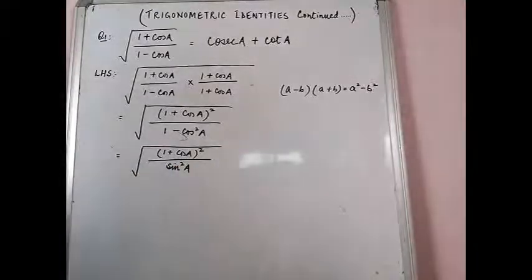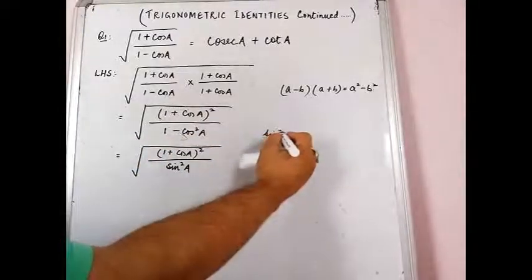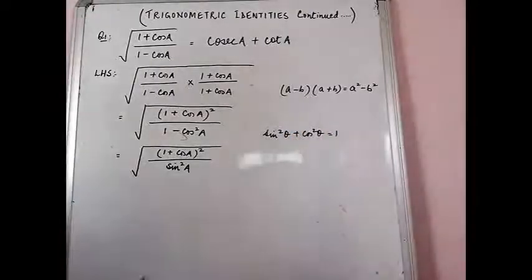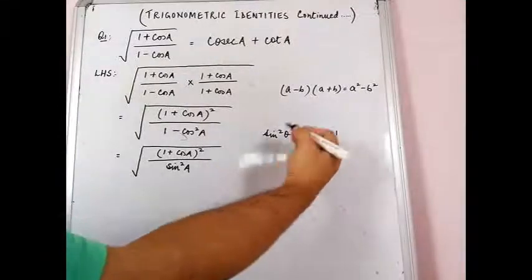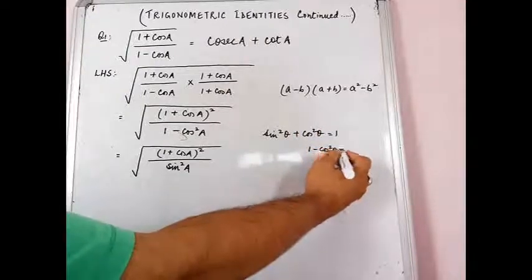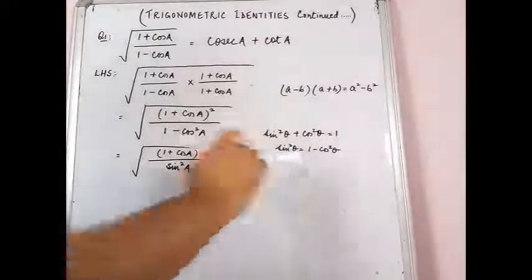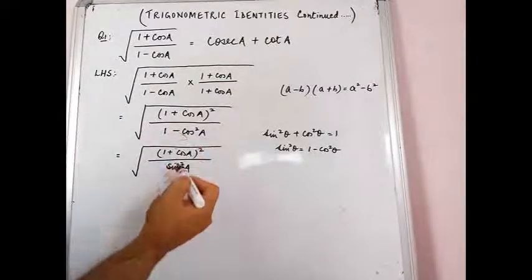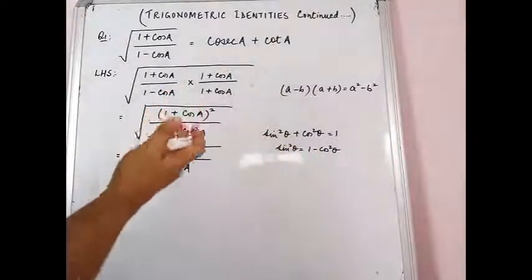Which identity have I used in the denominator portion? Obviously I have used sine square theta plus cos square theta equal to 1. If you remember, in the start of the previous lecture I had discussed this. So when you take cos square theta to the right hand side, you will be left with 1 minus cos square theta on the right side, and sine square theta on the left hand side. So in place of this entire thing I can put sine square theta. The angle can be theta, it can be a, whatever.